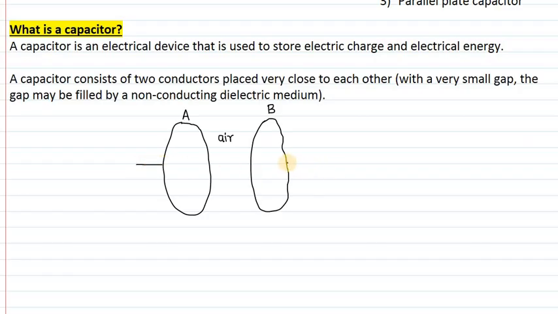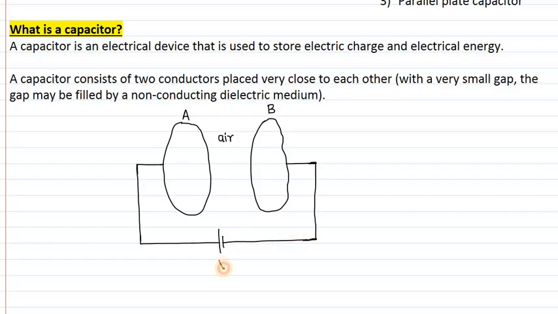Why do we call it a capacitor? Because it has the capacity to store electric charge. Let's see how it stores electric charge. Let us connect two terminals of wire to these two conductors and connect it with a battery. So here is a battery connected to the two terminals of the conductors.